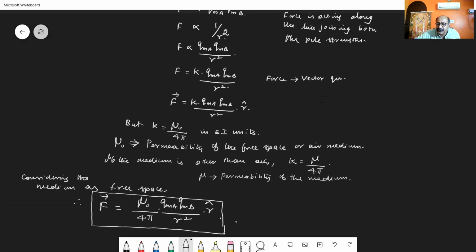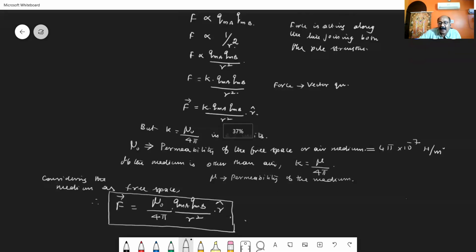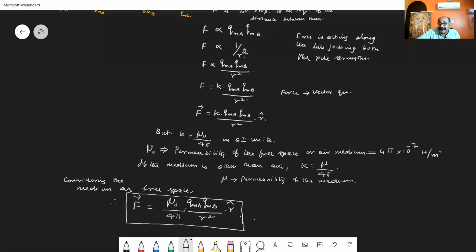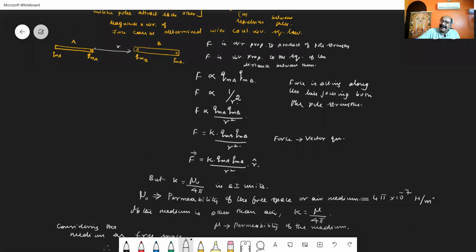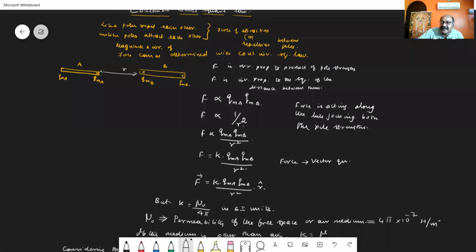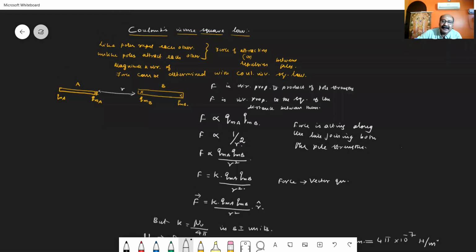See, what is the value of mu0? We have stated that it is the permeability of free space or air medium. This mu0 is equal to 4 pi into 10 to the power of minus 7 Henry by meter. This we are calling the Coulomb's inverse square law in magnetism. But later on it was found out that this Coulomb's inverse square law is abundant in the universe.